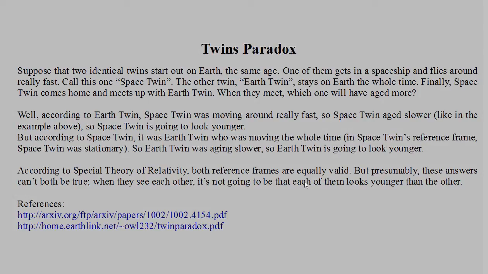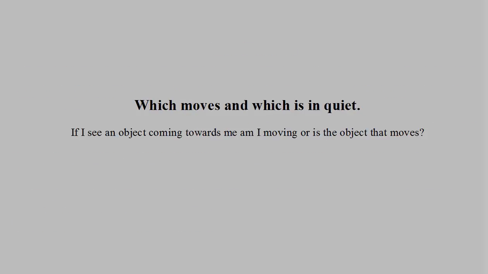It is the description of the situation that generates confusion, making the reader think that the situation between the two twins is symmetrical, but it is not. Anyway, it carries us to this problem. If I see an object which comes towards me, am I moving or is the object that moves? If we are on a train, sometimes we get the sensation that we are moving, but instead it is the train on the near rail that is moving.